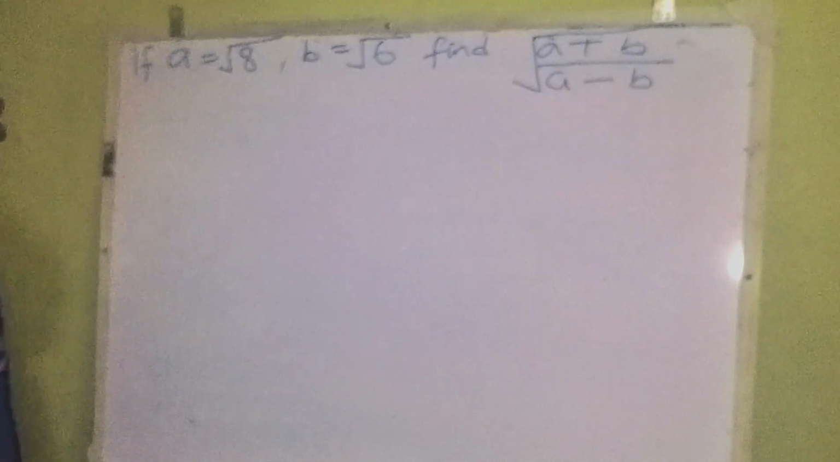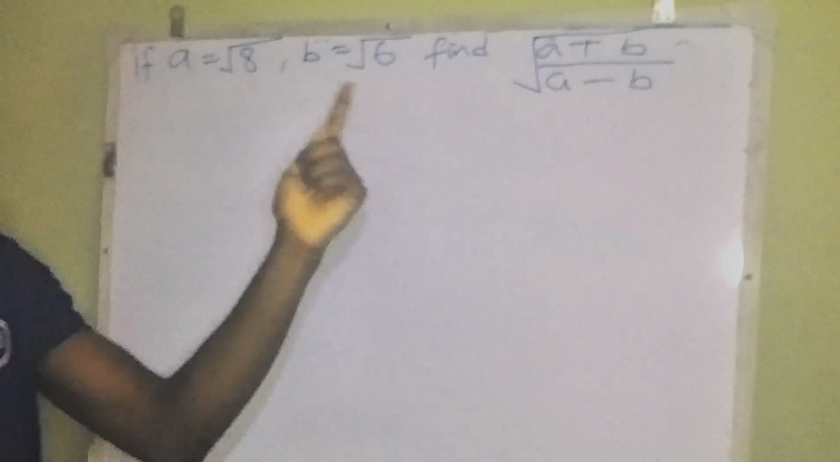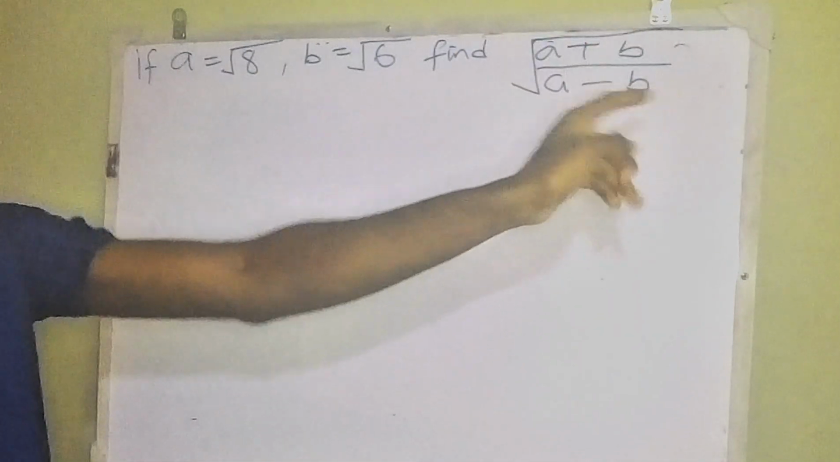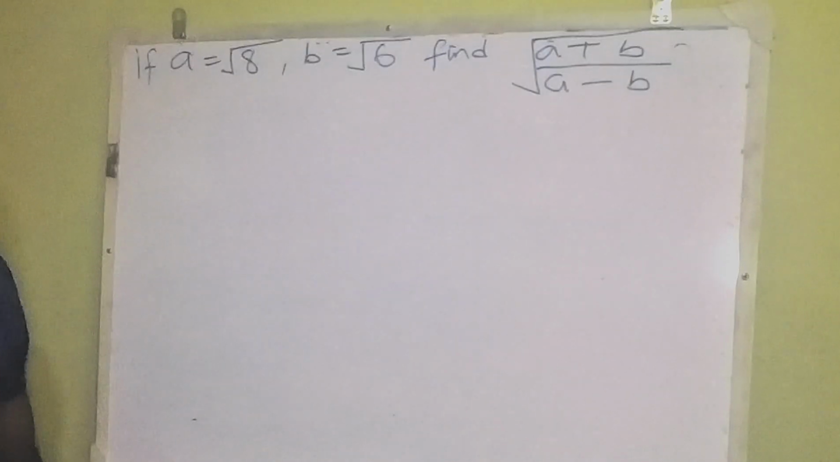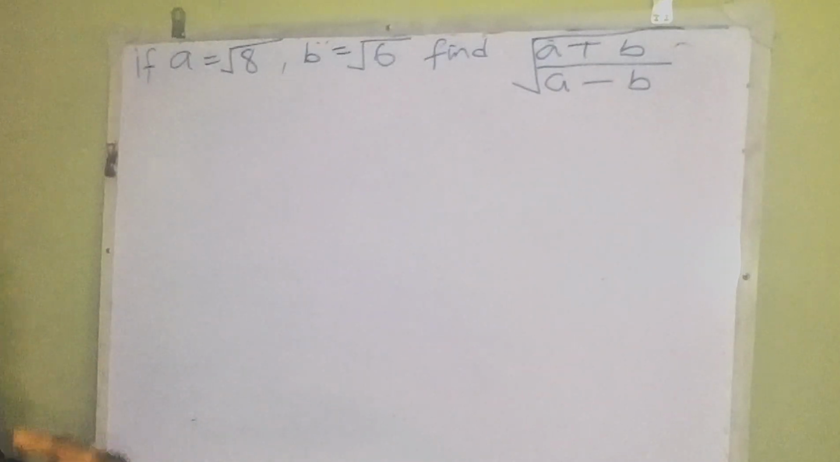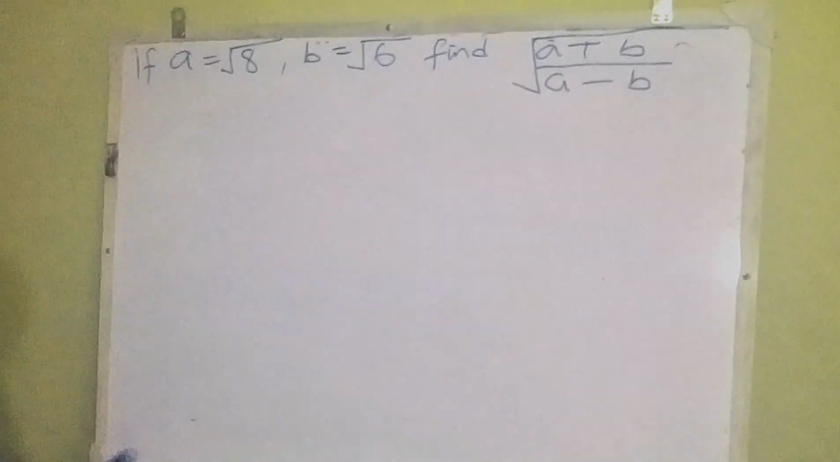Welcome. We are asked that if a is equal to square root of 8 and b is equal to square root of 6, we should find square root of (a plus b) divided by (a minus b). This question is very tricky, so I want you to pay attention as we solve it together. The first thing we'll do is input it into the square root.